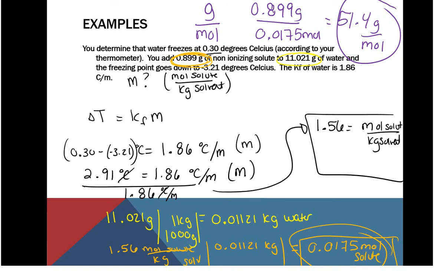Now, that's how this works for a non-ionizing substance. And I should have mentioned down here, you have an i. It's an understood one for a non-ionizing substance. But when you're doing the ionizing compounds, that van't Hoff factor isn't going to be a 1. It's going to be a 2 or a 3 or something completely different. And if you have this number different throughout this calculation, it's going to give you half as many moles or a third as many moles, which is going to change your molar mass substantially.